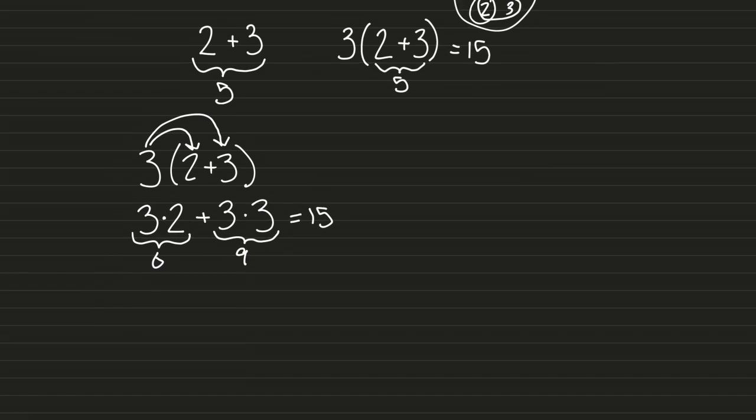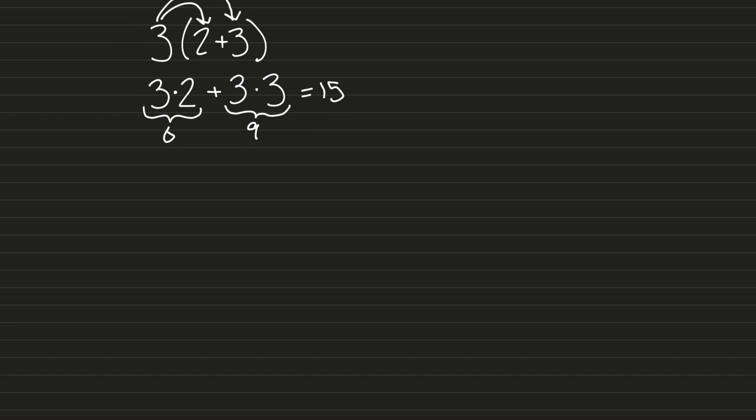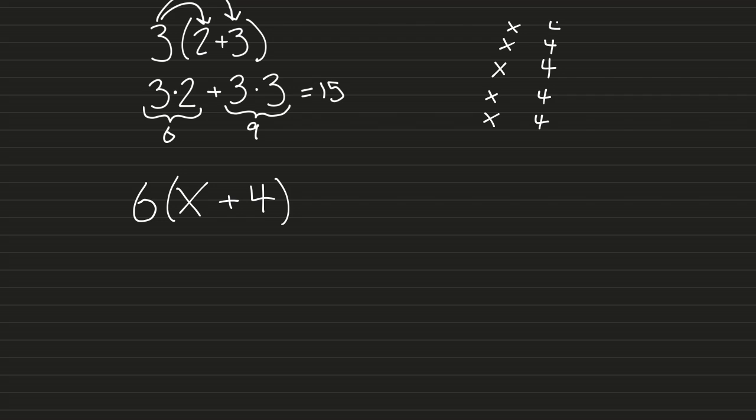Now, in fact, we can do this with algebraic expressions as well. So let's say I have x plus 4, and I'm going to have 6 of these groups. So if I was looking on a table, I have an x and I have a 4, then I would have them 6 times. So I would have my table right full of x's and 4s.